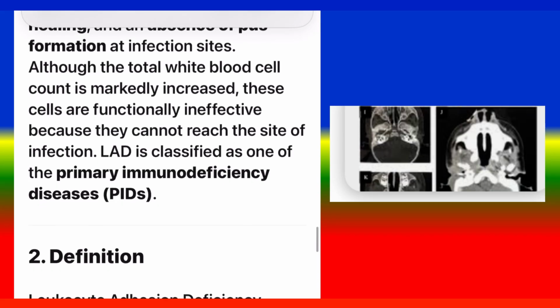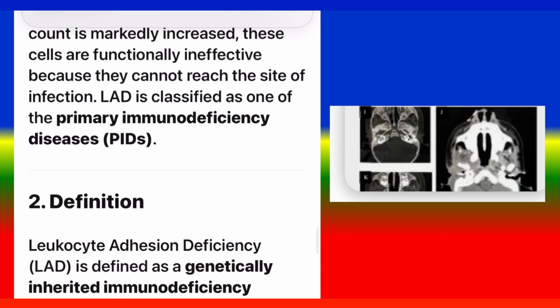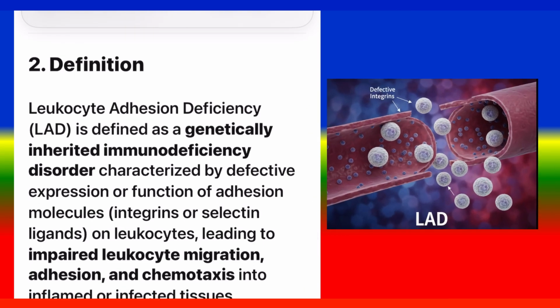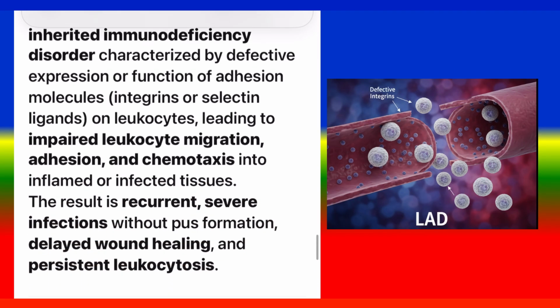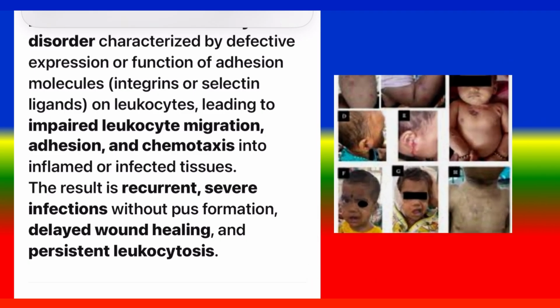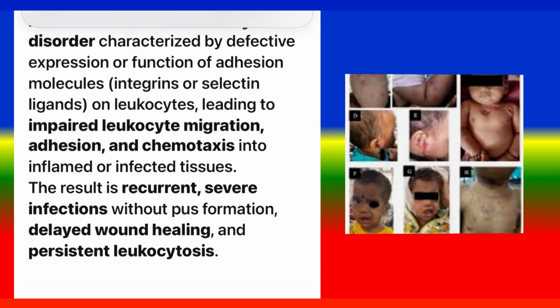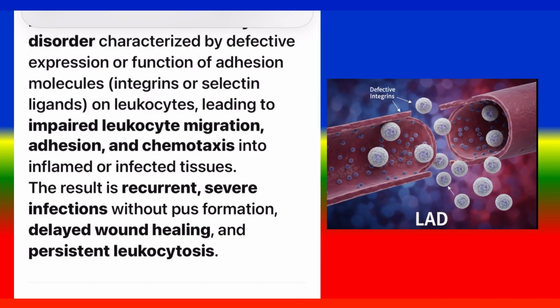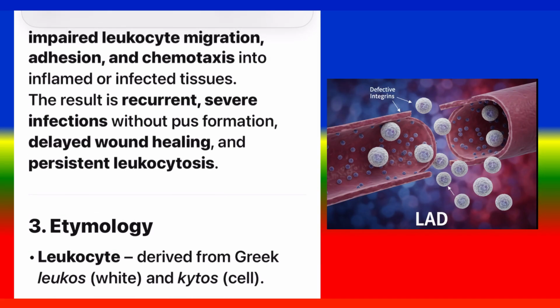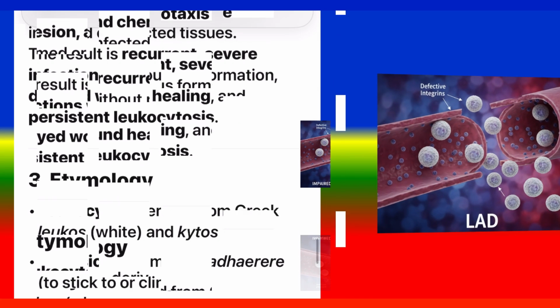LAD is classified as one of the primary immunodeficiency diseases, PIDs. Number 2. Definition. Leukocyte Adhesion Deficiency, LAD, is defined as a genetically inherited immunodeficiency disorder characterized by defective expression or function of adhesion molecules, integrins or selectin ligands on leukocytes, leading to impaired leukocyte migration, adhesion, and chemotaxis into inflamed or infected tissues. The result is recurrent, severe infections without pus formation, delayed wound healing, and persistent leukocytosis.